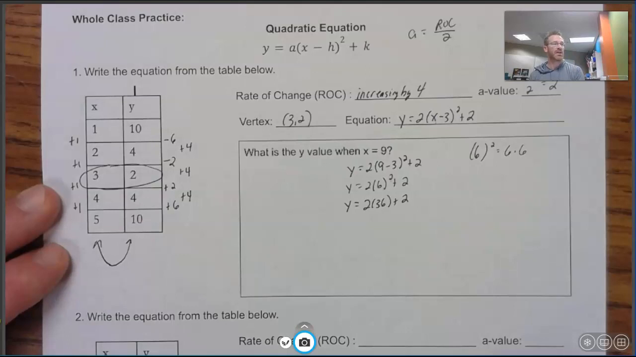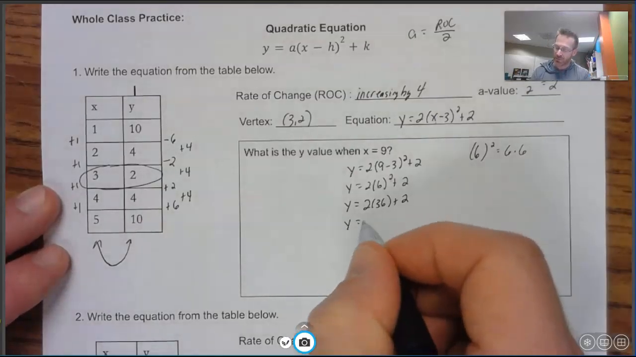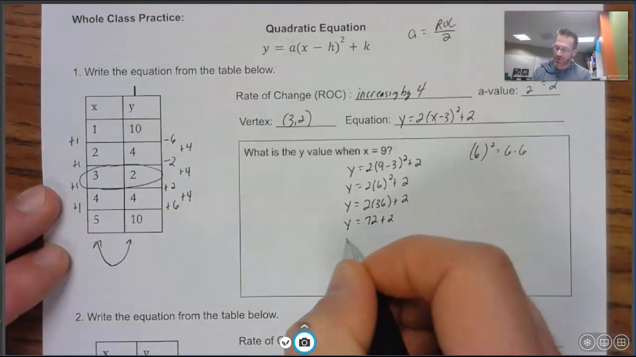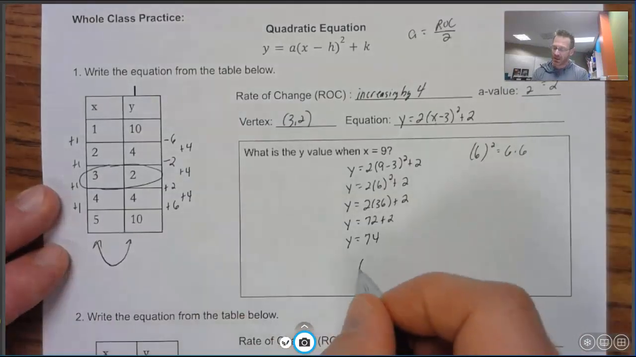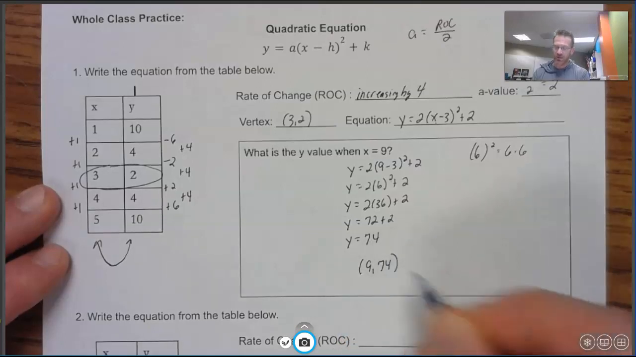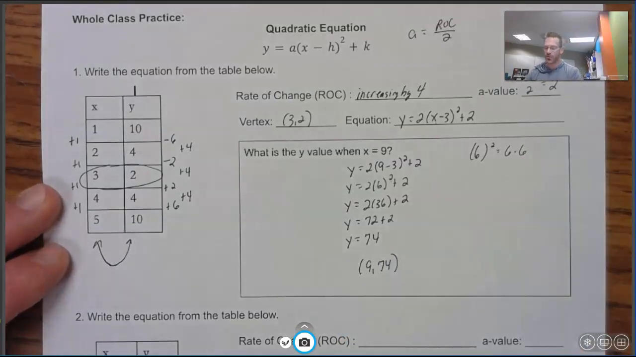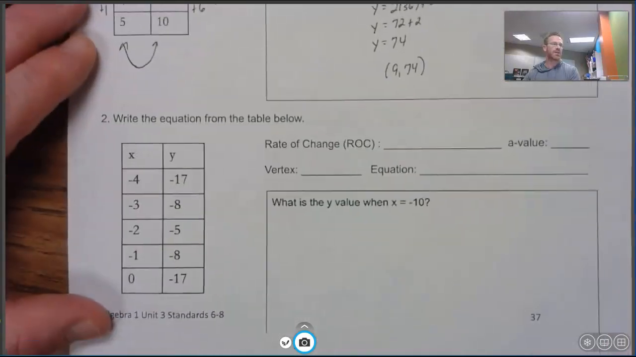And now I can do the multiplication. So 2 times 36 is 72, and then 72 plus 2 is 74. So if I were to extend this table, I would get to the point (9, 74). All right, moving on to problem 2. See what you got here.